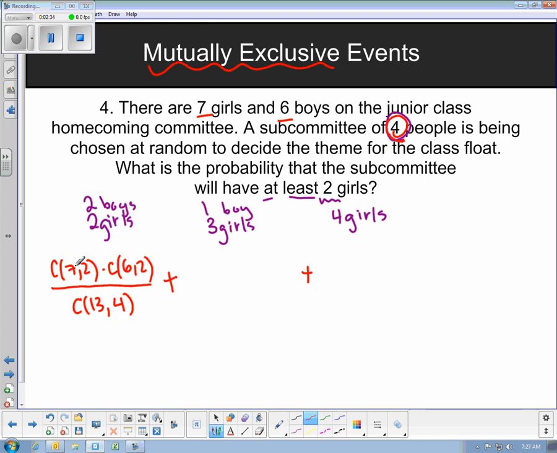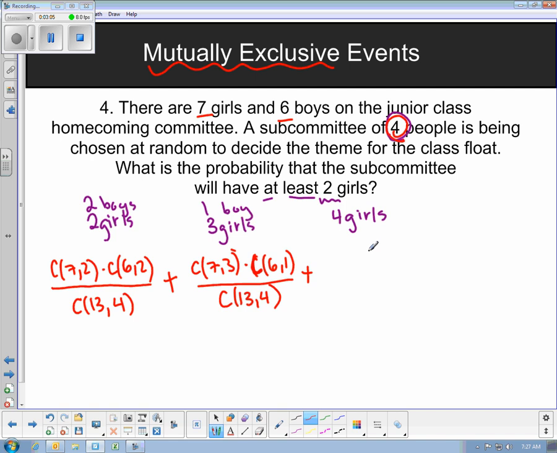So that's the total number of ways that we can just make a committee of 4 people. These, on the top, are the number of ways that we can have a committee of 2 boys and 2 girls. So that's our first probability. Then we need to do the same thing for 3 girls and 1 boy. So the combination of 3 girls would be 7, choose 3. The combination of 1 boy would be C, 6, choose 1. And then the denominator is the same. The denominator is going to be the same for all of them because it's just the total number of ways that we can pick 4 people from 13.